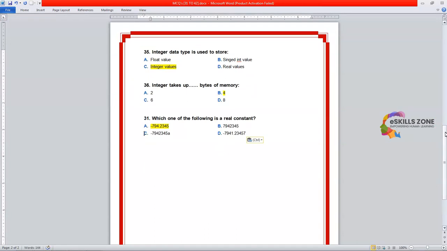Next number 37. Question is signed integer can be option A, positive value, B, negative value, C, both A and B, or D, none of these. The right answer is option C, both A and B.